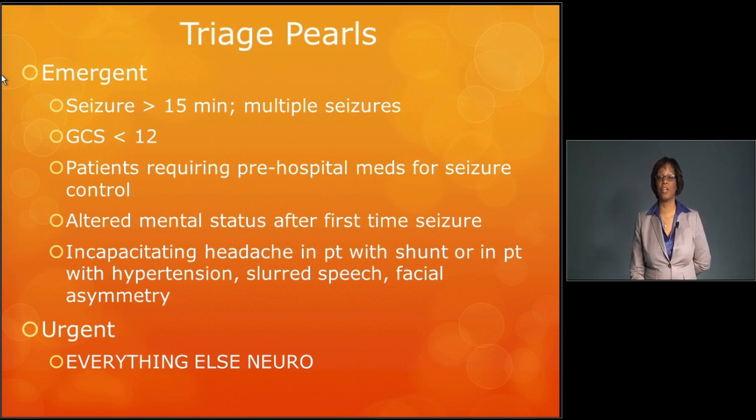Altered mental status after a first-time seizure. And again, you kind of have to take this with a grain of salt, because this probably needs to be incorporated not necessarily during the postictal period. We need to give them some time to not be postictal. An incapacitating headache in a patient with a shunt or in a patient with hypertension, and we're going to tie that in closely to AV malformation, slurred speech, or facial asymmetry. So basically, an incapacitating headache with any other focal symptoms should be considered emergent. Everything else neuro is considered urgent.